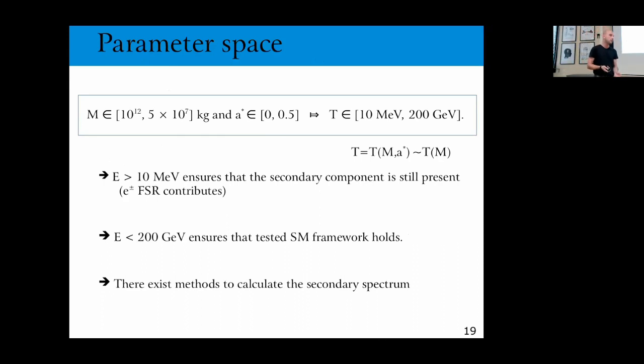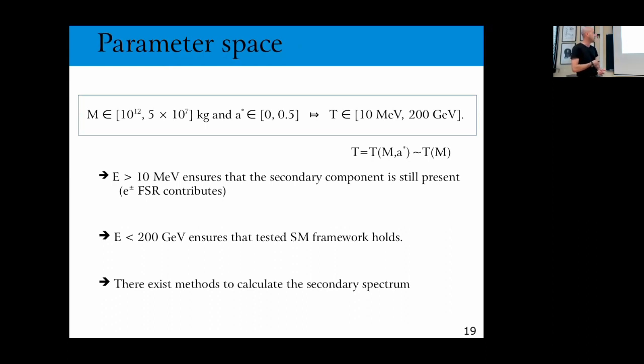So what is the parameter space? We are interested, as we said, in light primordial black holes in this mass range and having a spin which goes from zero to half the maximum one. This means that the temperature goes from 10 mega electron volts to 200 electron volts, and actually the temperature doesn't depend heavily on the spin of the black hole. Why is it a good range? It is a good range because it allows a secondary component always, because the electron undergoes the final state radiation and contributes to the secondary part of the emission.